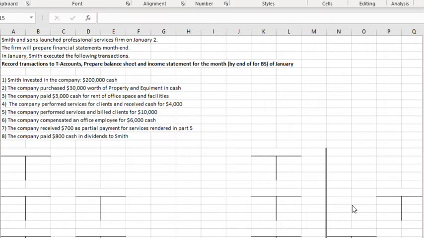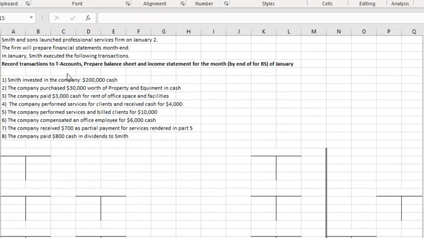Hi everyone, as promised we are going to learn financial accounting by solving problems, and the very first step to do this is to record journal entries. Journal entries are the building blocks for any type of financial statements, and as you learn them you will understand that we are going to build a library which you can use over and over again.